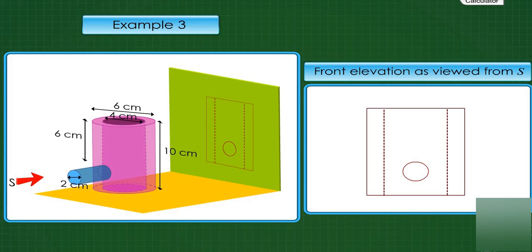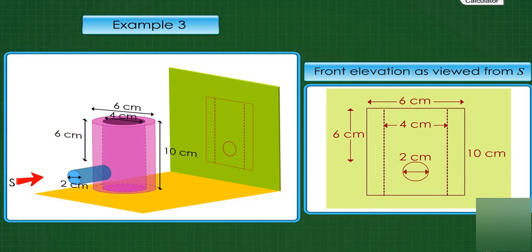Here, we see that two sides are hidden, which are the sides of the inner cylinder. The last step is to include the length or the dimension of the image of the object on the diagram. Hence, this is the front elevation of the object as viewed from S.